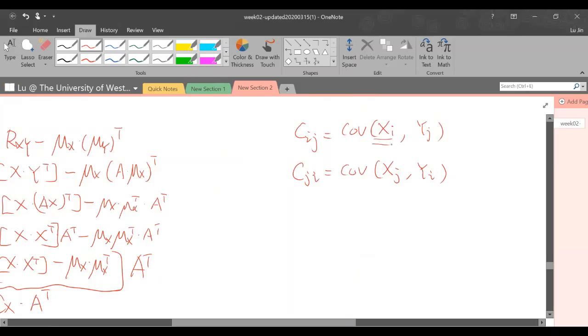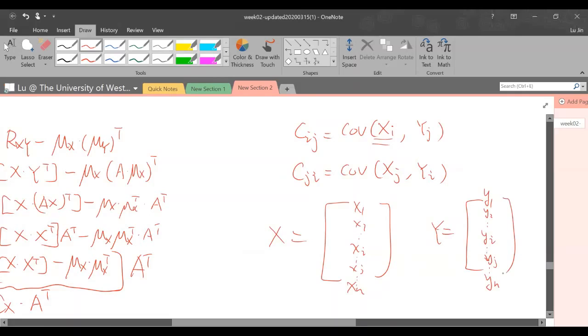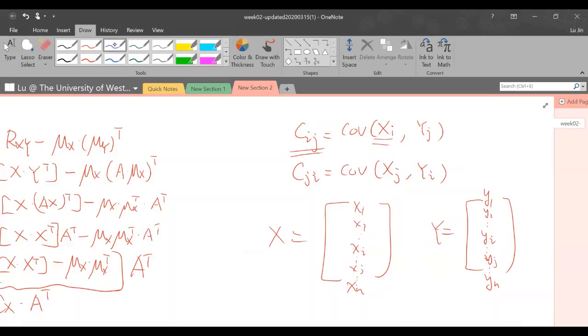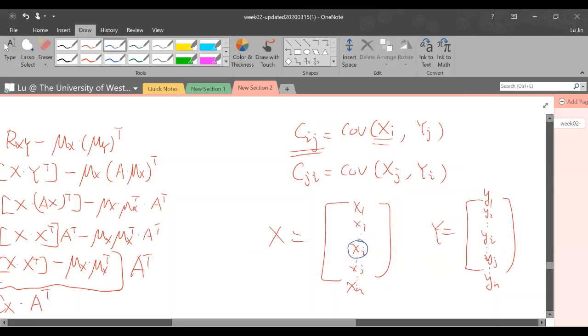So this x vector has elements, for example x1, x2, xi, xj, whatever, until xn. Our y vector is y1, y2, until yi, and yj, until yn. Between these two vectors, the Cij is evaluating the linear relationship between this xi random variable and this yj random variable. Do they have a linear relationship? That is Cij. The Cji is another story.